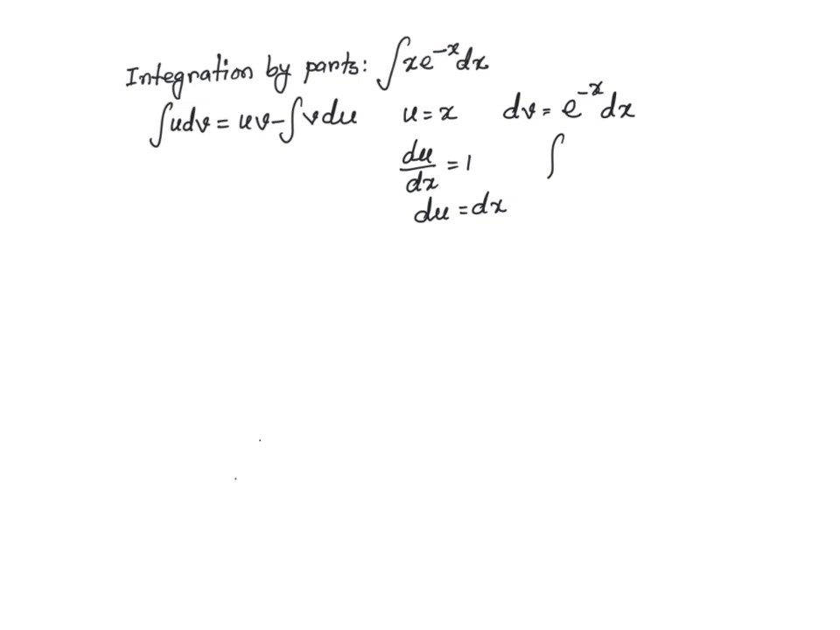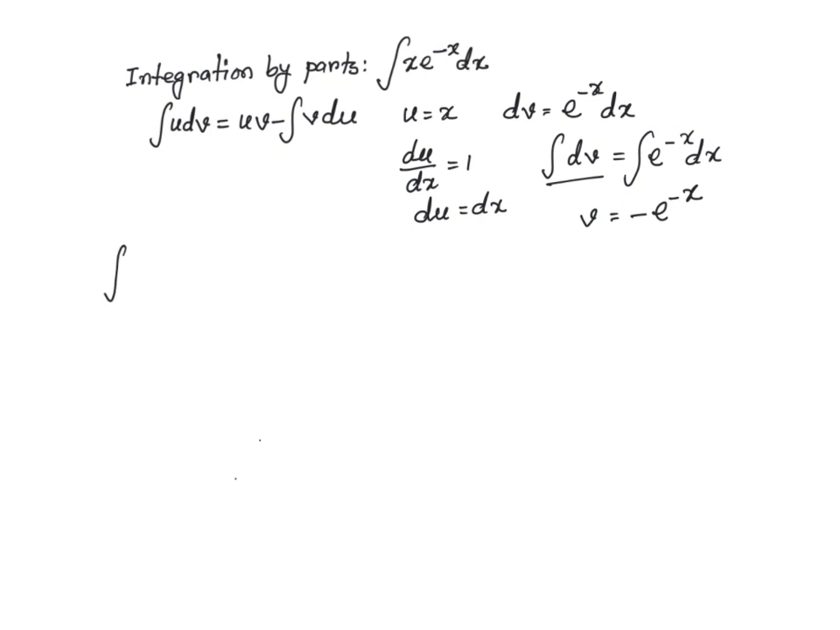Now we are going to integrate the dv. Integral dv is equal to integral e to the power negative x dx, and integral dv is just v, which is equal to the integral of e to the power negative x, which is negative e to the power negative x. Now we are going to go ahead and substitute these values.